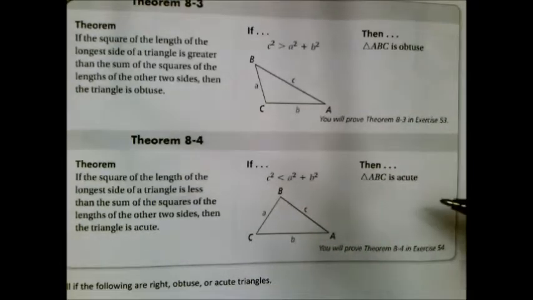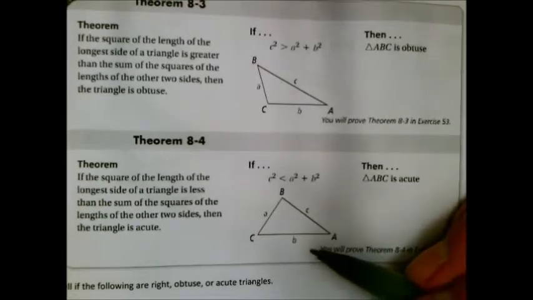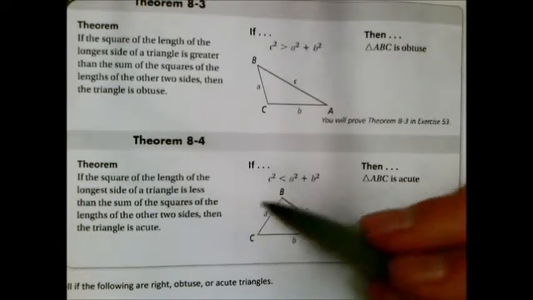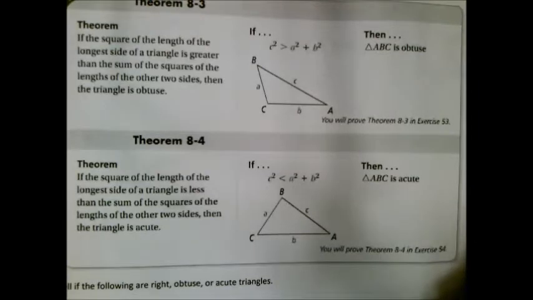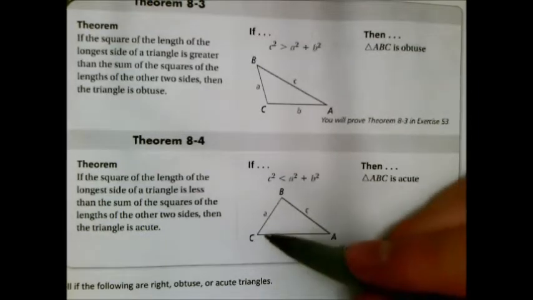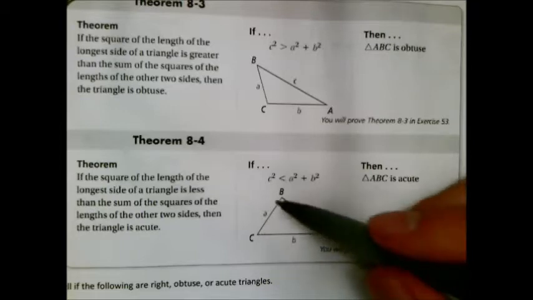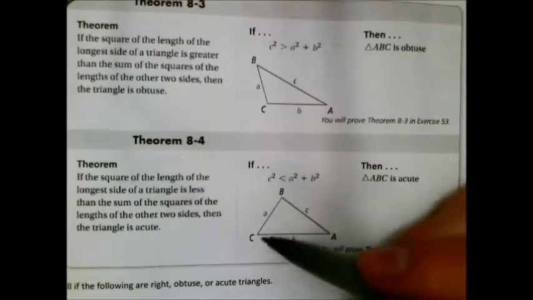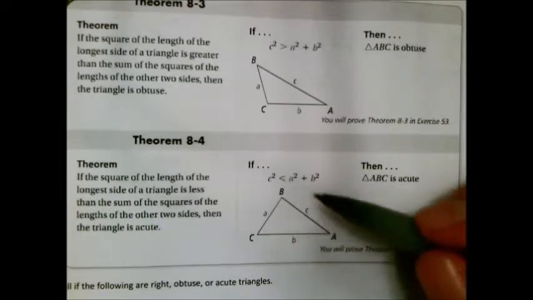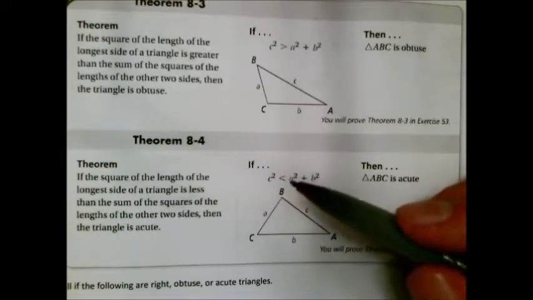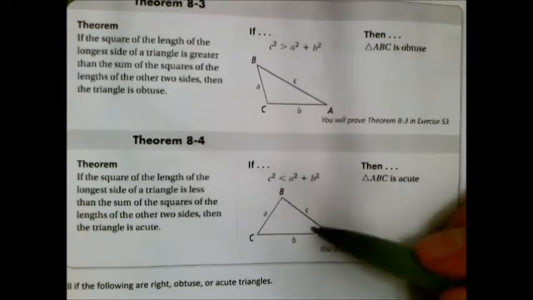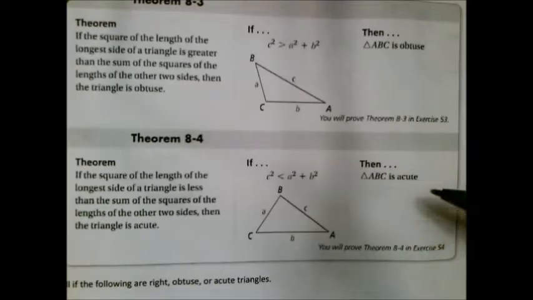Now, there's also an acute, or an angle that is smaller than 90 degrees. In this case, all the angles are acute angles. So all the angles are acute angles in an acute triangle. C is always still going to be your longer side, but if C squared is less than A squared plus B squared, then you know that the triangle is acute.